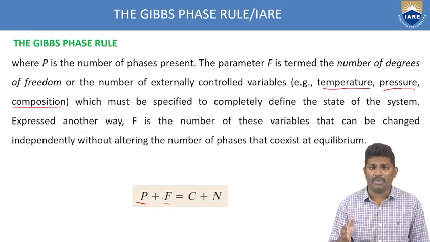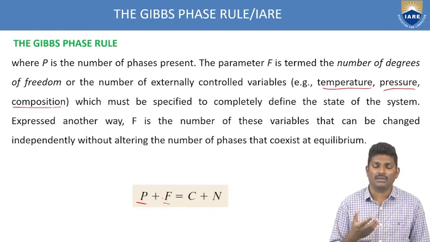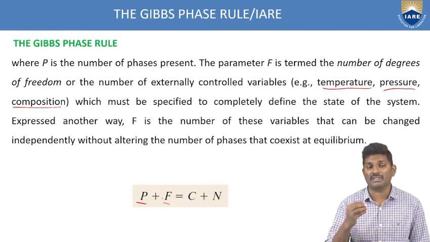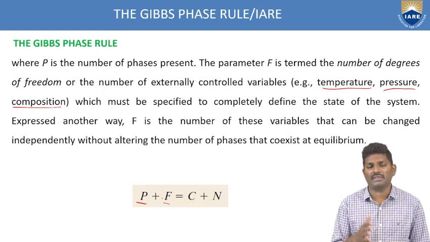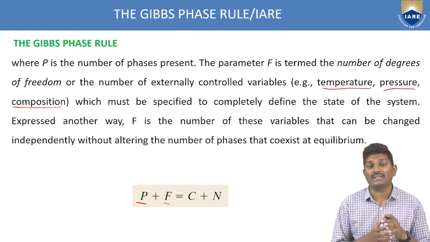First, P represents the number of phases. We can easily identify how many phases are present, whether 2, 3 or 4, how many single phases or how many double phases are present in this equilibrium condition, from this equation. And coming to F, F stands for the degrees of freedom, that is the components which can be altered externally, like pressure, temperature, and composition.